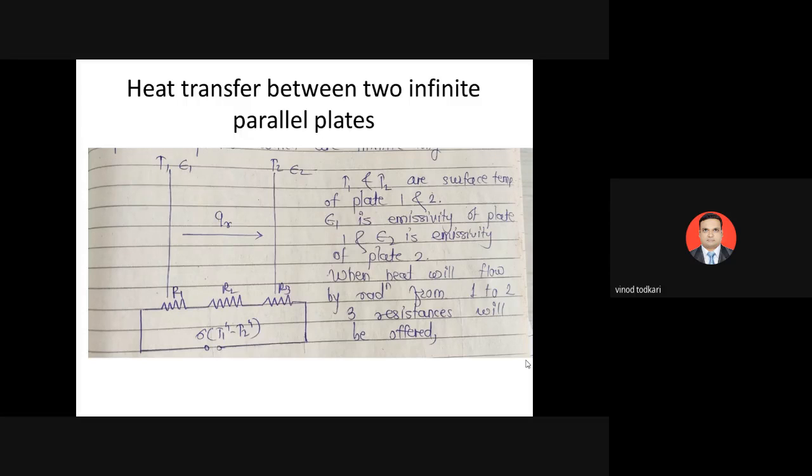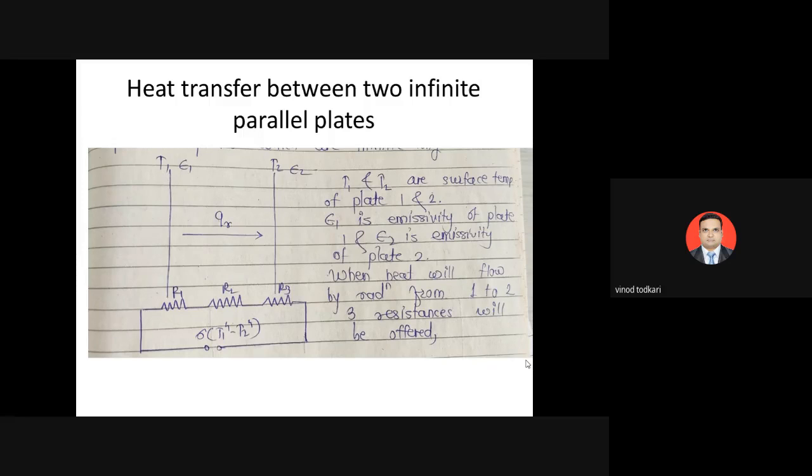What is R1? Surface resistance offered by plate 1. What is R2? Shape resistance. What is R3? Surface resistance offered by plate 2. What is R1? 1 minus epsilon 1 upon A1 epsilon 1. I repeat, surface resistance is 1 minus emissivity upon area into emissivity. This concept is very simple. Electrical analogy of radiation: you just have to remember two formulas, surface resistance and shape resistance.